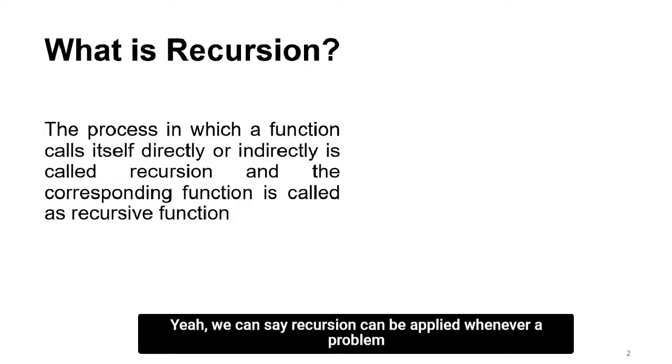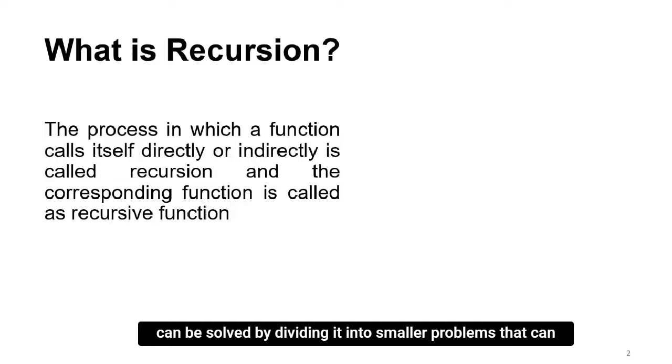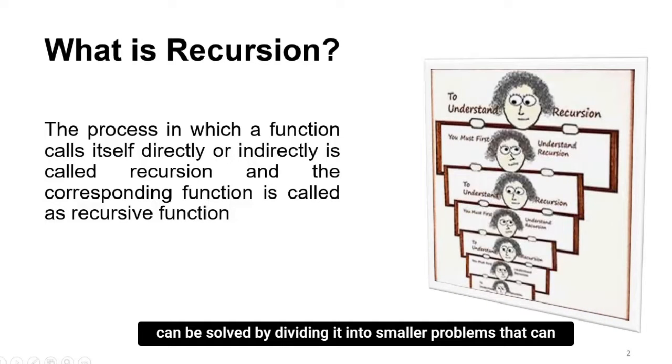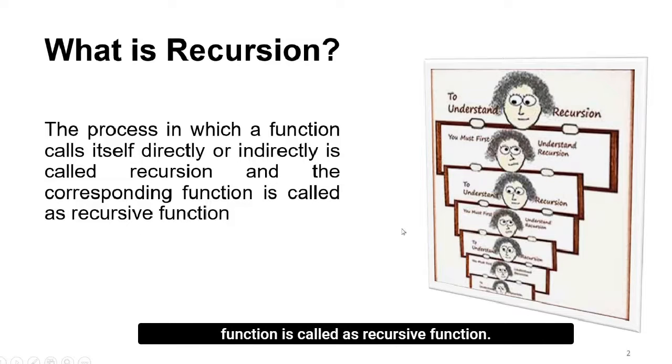We can say recursion can be applied whenever a problem can be solved by dividing it into smaller problems that can use the same algorithm for solving them. Here you can see the simple definition: the process in which a function calls itself directly or indirectly is called recursion, and the corresponding function is called a recursive function.